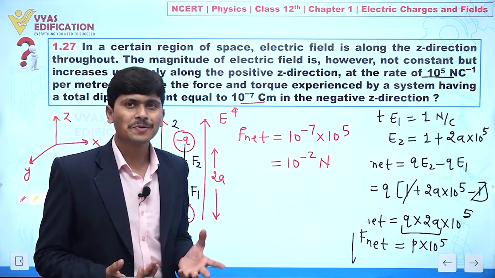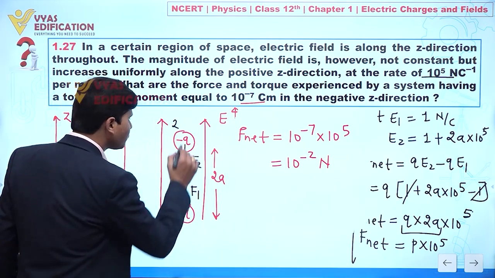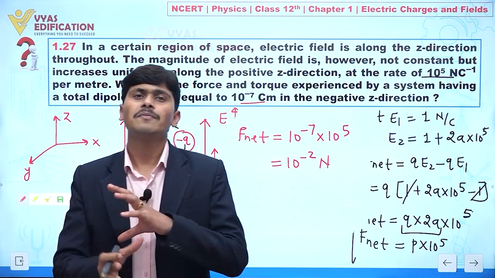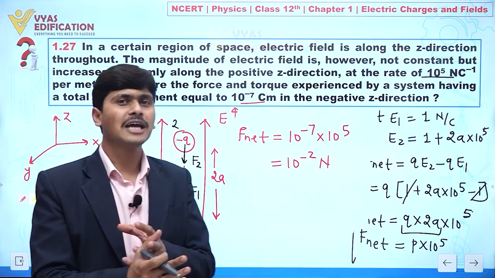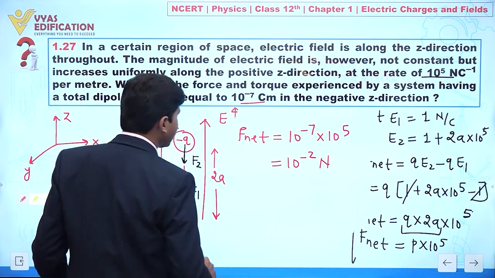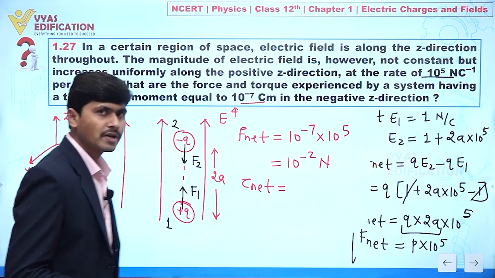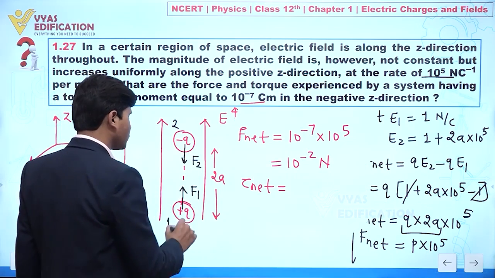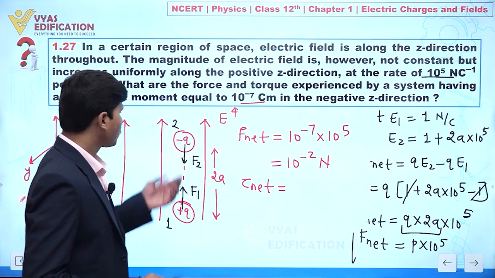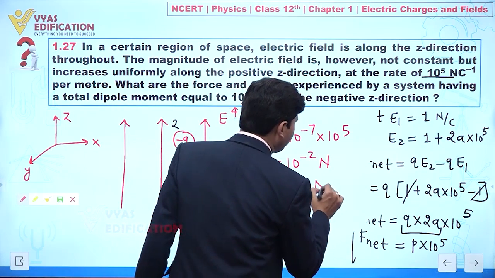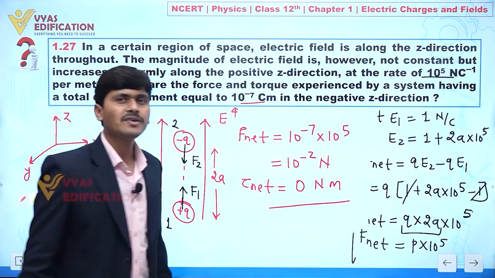But what about torque? Now you can see both forces are acting along the same line, so it will not rotate this dipole. So the final answer: the net force is 10 to the power minus 2 Newton, and the direction is definitely from minus q to plus q, because this force is more compared to this one. And the net torque we can say is 0. So this is all about this question.